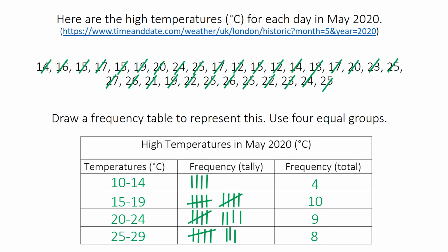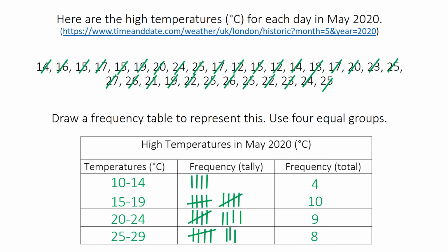So now we've got our tallies, but we're going to add them up and put the total at the end. The first one we can see has got 4. The second one, we've got 2 gates in there, so we've got 5, 10. And the third one, we've got 9, one lot of 5 and 4 extra. And the last one, we've got a 5 and a 3, which makes 8.